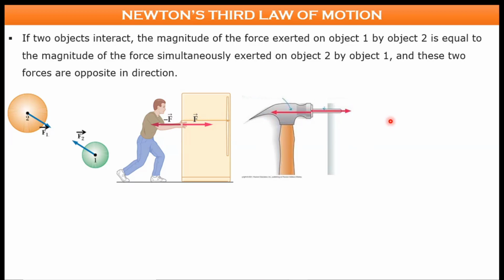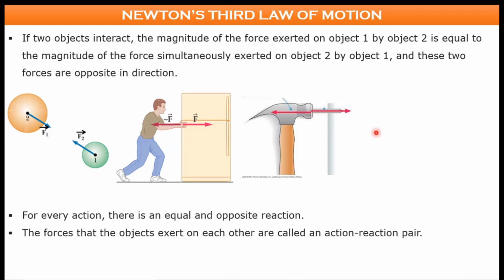So there is no single force in nature, as I said. It's impossible. If you apply a force on something, that thing gives a reaction to you in the opposite direction, but equal in magnitude. That's why we say for every action, there is an equal and opposite reaction. Equal in magnitude, but opposite in direction.